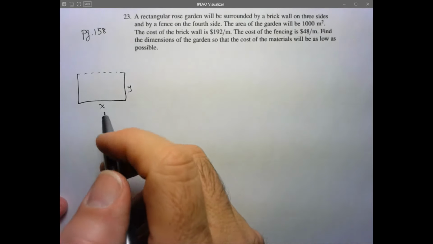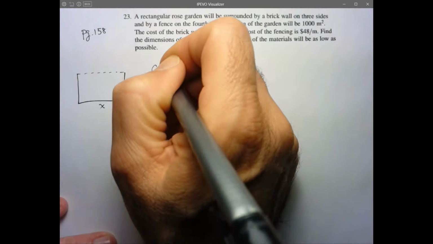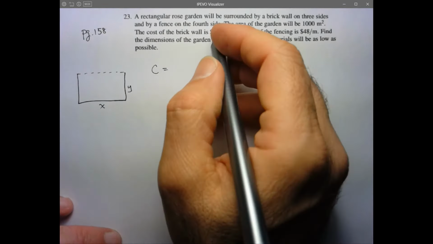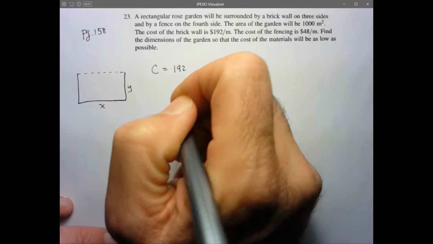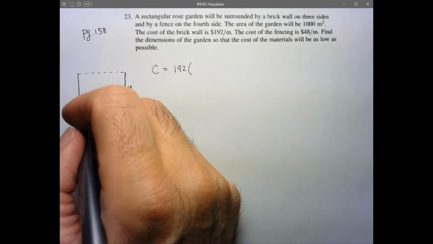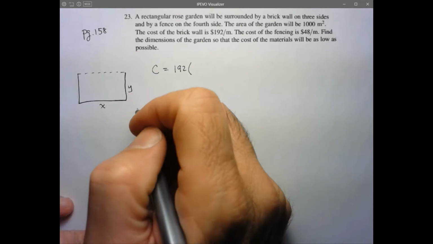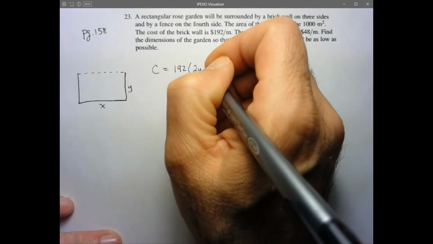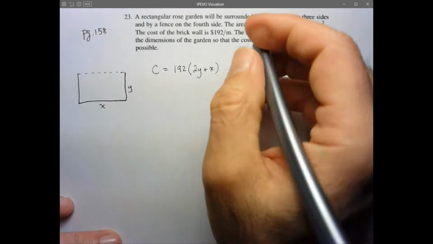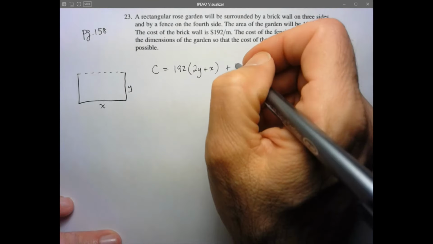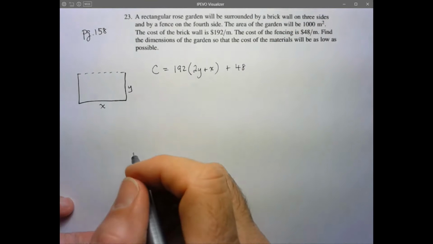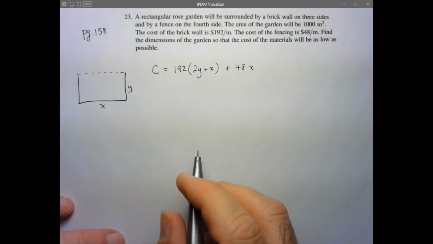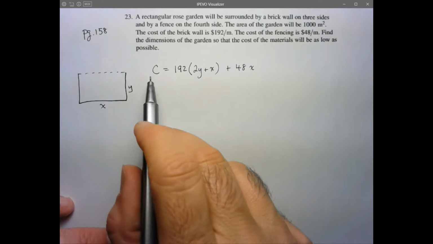That's going to allow me to write a formula for the total cost of the materials here. So we have $192 times the total length that I'm going to be building in brick, which is going to be 2y plus x. And then I'm going to add to that $48 times the length of fencing, which is just going to be x, so plus 48x. So here's our model, that gives us a total cost.